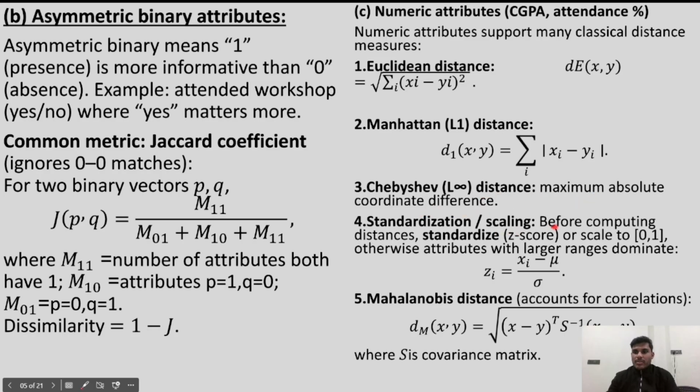Standardization and scaling. Before computing distances, standardize with z-score or scale to 0 to 1. Otherwise, attributes with larger range dominate. Here, zi equals xi minus mu divided by sigma. Mahalanobis distance accounts for correlations: dM of x and y equals the square root of x minus y transpose, S inverse, times x minus y, where S is the covariance matrix.